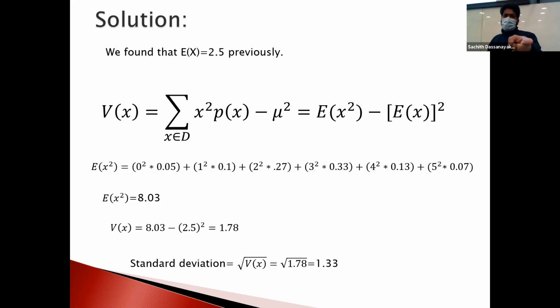I think yes, E[X] is given on the top. You can see the expected value of X is given as 2.5. So you can find the right-hand side E[X] squared term by simply squaring that. Combine them and you can find the variance.